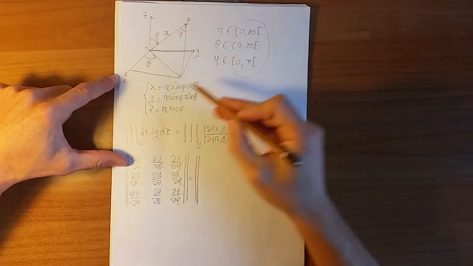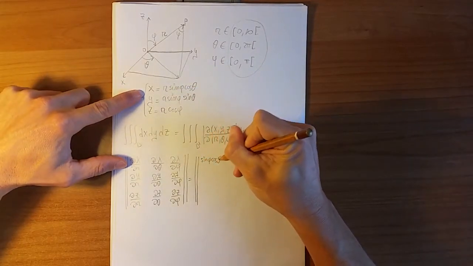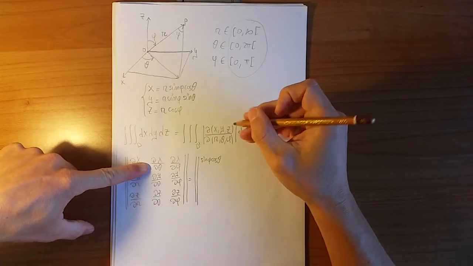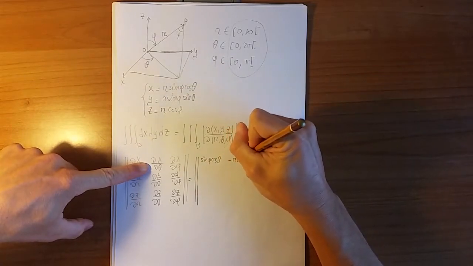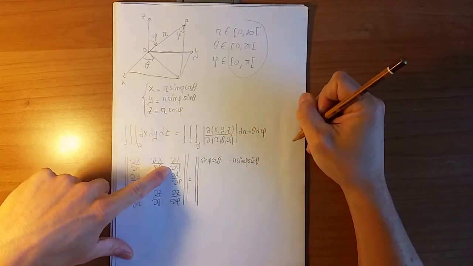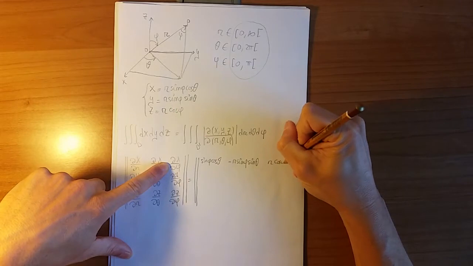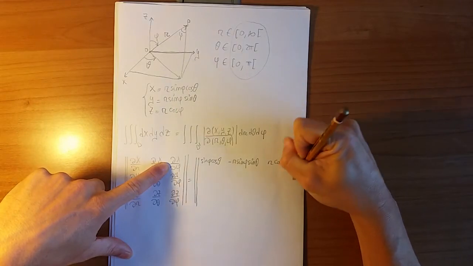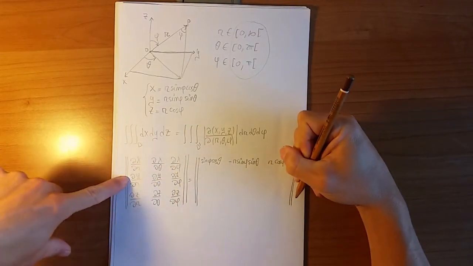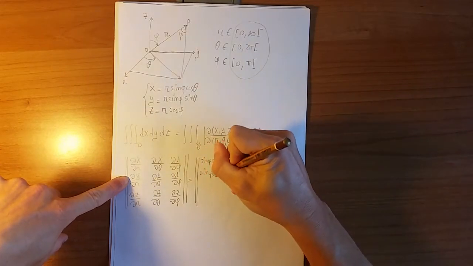Dx over dr is just sine phi cosine theta, and then we have dx over d theta, which is minus r sine phi sine theta, and then we have dx over d phi. Dx over d phi is r cosine phi cosine theta, and then we have dy over dr, which is sine phi sine theta.